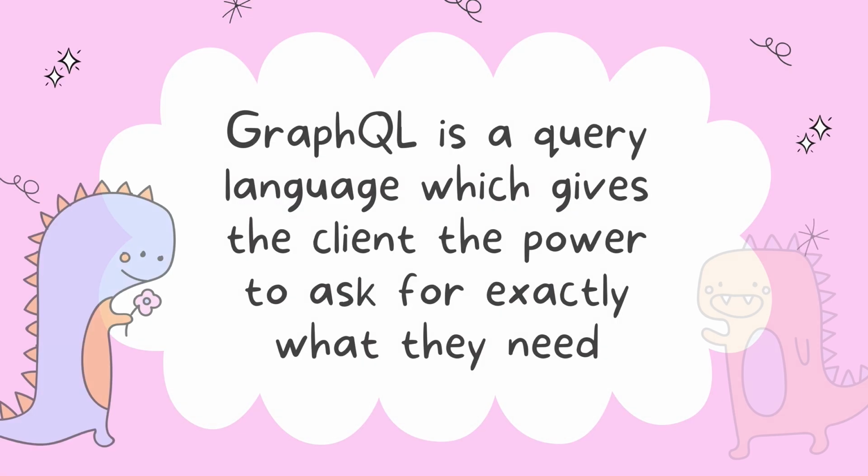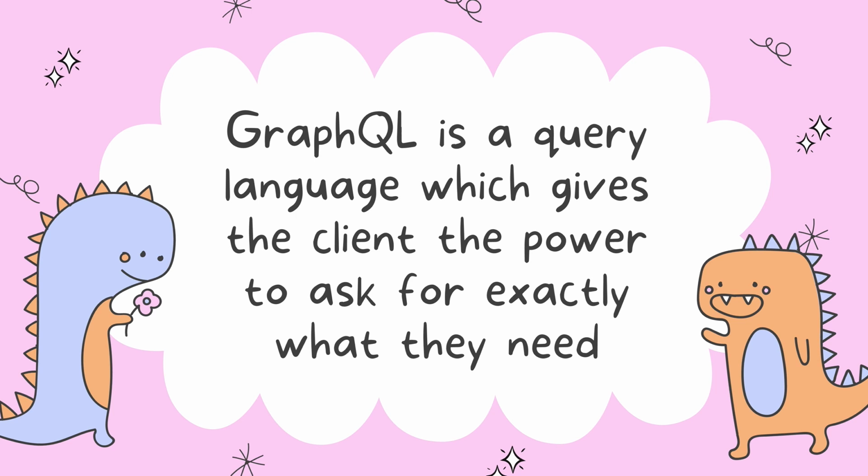So let's actually talk about what GraphQL is. So GraphQL is a query language which gives the client the power to ask for exactly what they need. And we're going to look into multiple examples and compare RESTful APIs with GraphQL. But GraphQL, in a nutshell, is a query language. So it's a language where we query for data, but we have the ability to ask for exactly what we want. Now, there's more to it than that. There's a lot more things that GraphQL does, but in a nutshell, that is what it is.